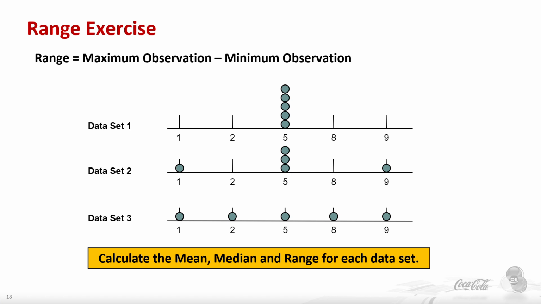For data set 3, if we add these numbers, 1 plus 2 plus 5 plus 8 plus 9, it becomes 25 again, and the mean again comes to be 5. So in this way, you can see that there are different types of data in these examples, and they are in different range segments, but the value of the mean is the same for all these data sets.